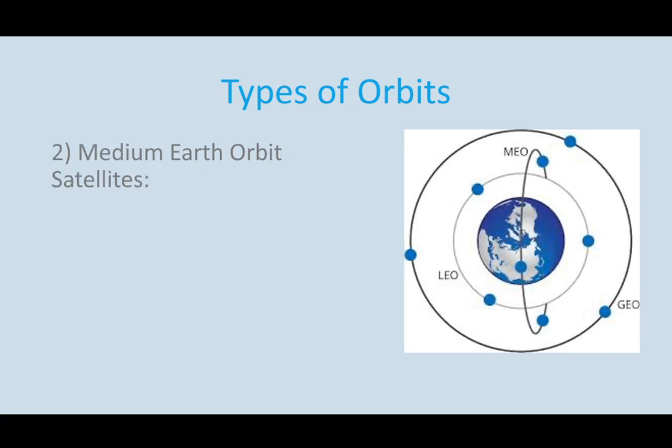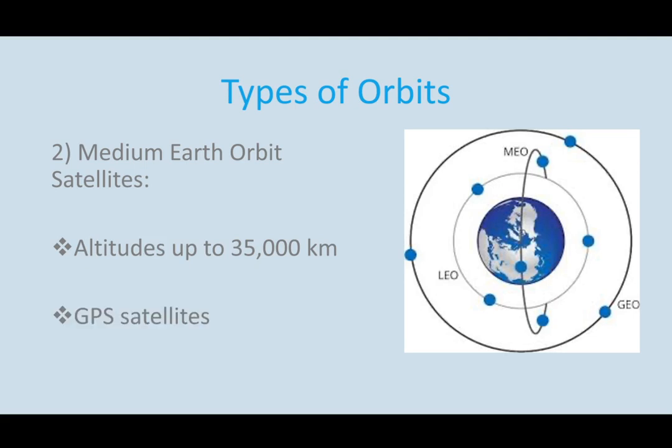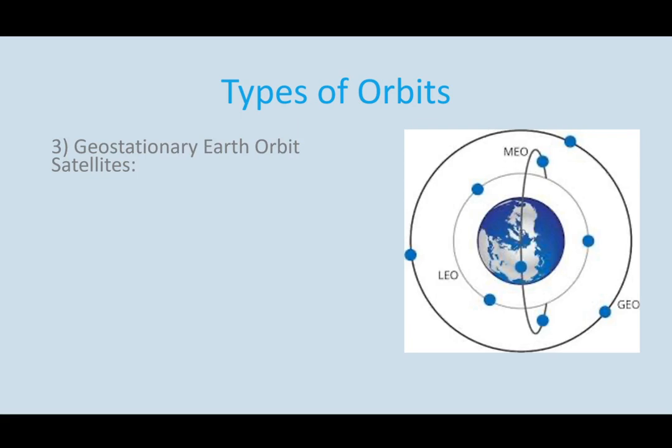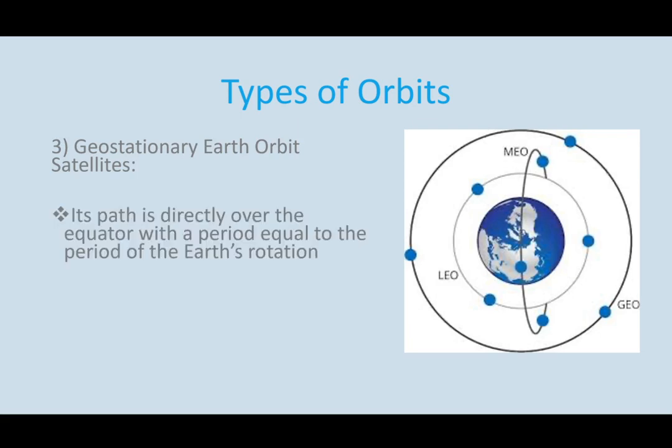Medium Earth orbit satellites, the MEO on our graphic, are at altitudes up to 35,000 kilometers. These would be things such as GPS satellites. And lastly, geostationary Earth orbit satellites are anything beyond the medium Earth orbits. What's unique about this is that its path is directly over the equator, and its period, or the amount of time it takes to rotate around Earth, is equal to the period of Earth's rotation.